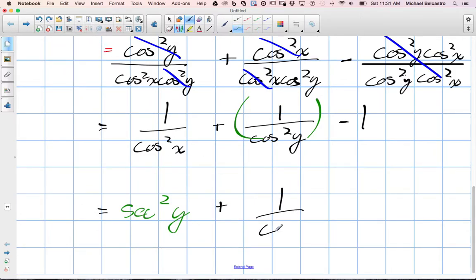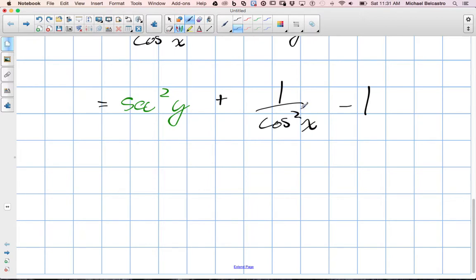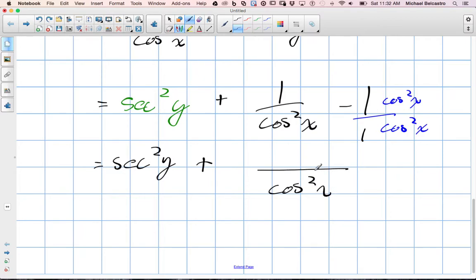So we have 1 over cos squared x, subtract the value of 1. Let's focus on this part. I'm going to have these both have the same denominator. Same idea: I'm going to multiply the top and the bottom by cos squared x. Technically, since both the top and the bottom are 1, it's just going to be cos squared x over cos squared x. So we still have our secant squared y. We're done with that. Here we're going to have plus, and they'll both have the same denominator, so we can write it over one denominator, cos squared x. And it's going to be 1 subtract cos squared x.